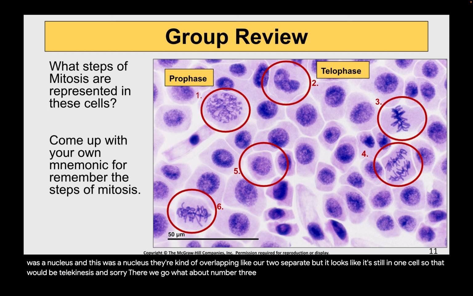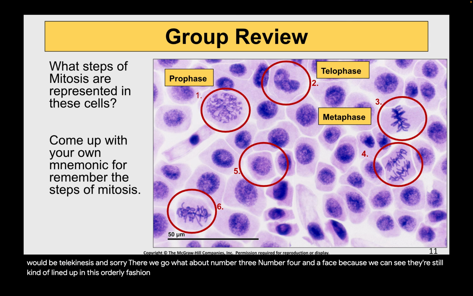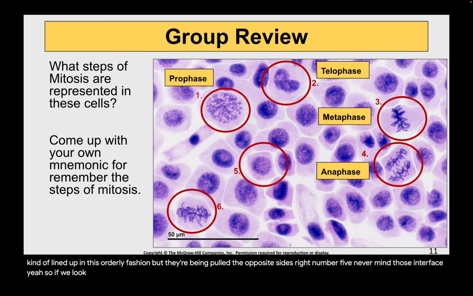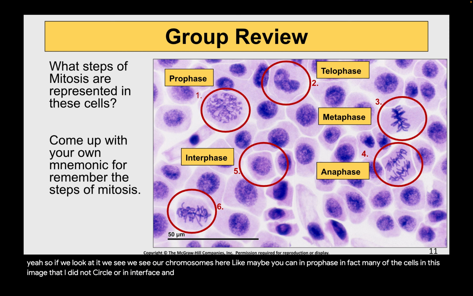What about number 3? Metaphase. Yeah. Metaphase, they're lined up in a row, right? Number 4, anaphase, because we can see they're still kind of lined up in this orderly fashion, but they're being pulled to opposite sides, right? Number 5? Interphase. Number 5 is interphase. Yeah. So if we look at it, we see our chromosomes here, right? But they're not really condensed. You can't identify a singular chromosome apart from another one, like maybe you can in prophase. In fact, many of the cells in this image that I did not circle are in interphase. And that leads us to 6. What do we say number 6 is?